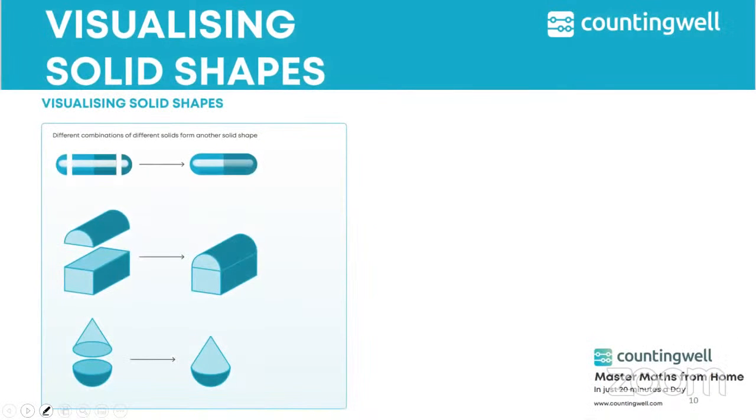Now different combinations of different solids form another solid shape. So here you can see the combination of a cone and a hemisphere forms a shape as shown here. Similarly, you can see a cuboid is there and one more solid shape is there, forming the solid shape as shown here. Similarly, a hemisphere and a cylinder together give the shape of a capsule here.